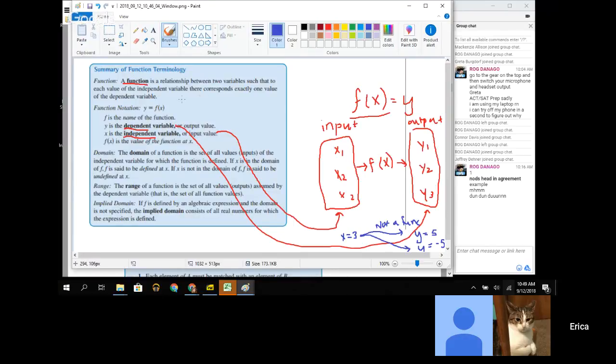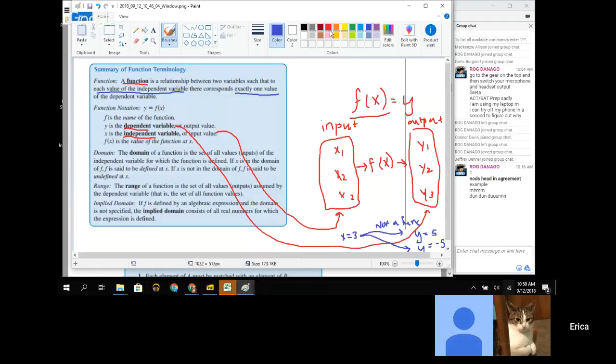So it's up here, it says, for each value of the independent variable, there is exactly one value of the dependent variable. So it's a one-to-one relationship between the independent and dependent. Another way, and I don't think your book talks about it, another way that you can think about this. Oh, well, let me take a step back.